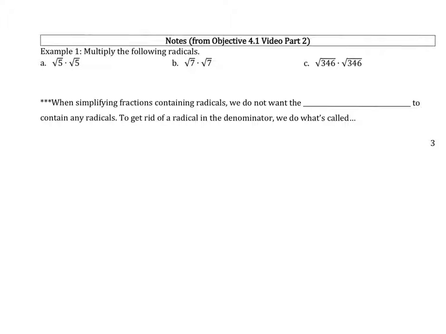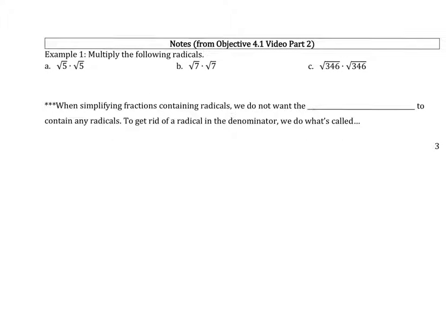Recall from video part 1 that when you're multiplying two radicals, we can multiply their radicands. So the square root of 5 times the square root of 5 would become the square root of 25, which we know is 5. Square root of 7 times the square root of 7, 7 times 7 is 49. Square root of 49 is 7.